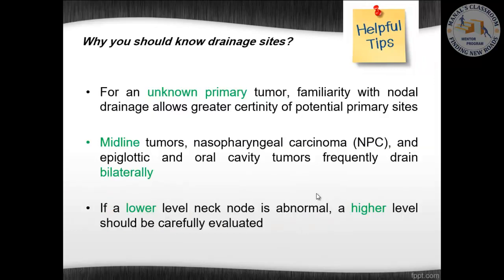Okay. So why should you know drainage sites? It has many benefits. When we have an unknown primary, and we know the drainage sites, we can expect the primary. We make it retrograde. Okay. Midline tumors like nasopharyngeal carcinoma, epiglottic, and oral cavity tumors frequently drain bilaterally. And when you know this, you go and search on the left and right side. If a lower level neck node is detected, which is obvious and large, you have to search for higher levels and check carefully for this. So these are the advantages of knowing the drainage site of each tumor. And if you don't know at the time of reporting, we can Google it.